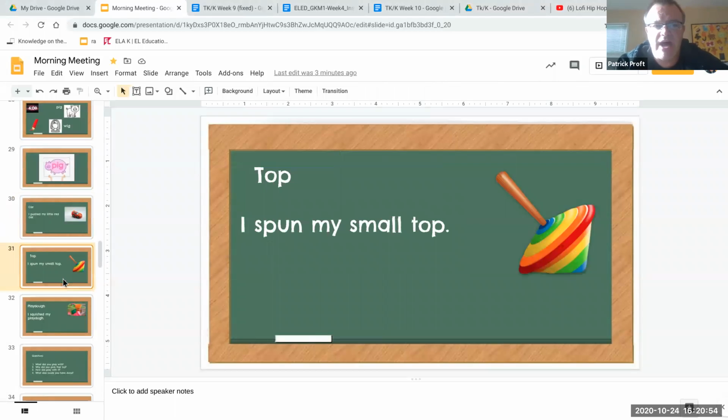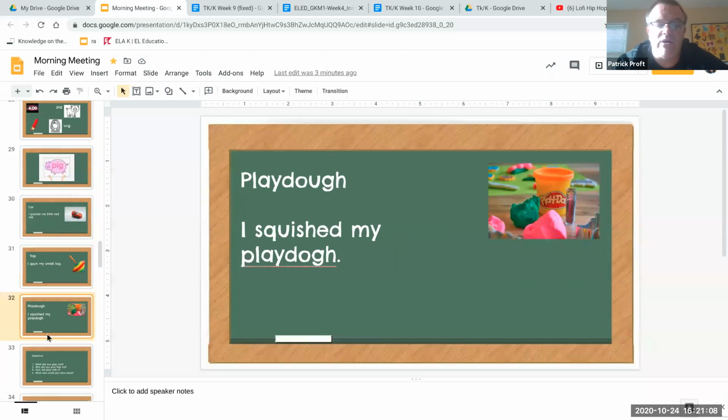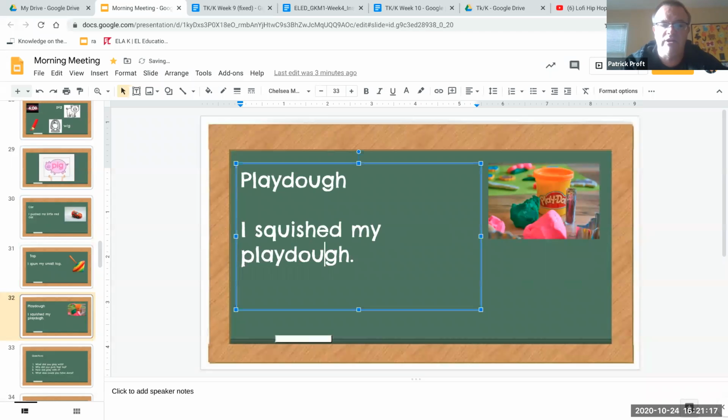We talked about this top. We said, I spun my small top. So spun is what I did with the top, and small describes what the top looked like. We talked about how we play with Play-Doh, and we said, I squished my Play-Doh. And look at that, Mr. Prof did not spell Play-Doh correct. There you go, Play-Doh. Wow, what a weird word that is. P-L-A-Y-D-O-U-G-H. Wow, that's a really crazy word when you see it all spelled out like that.